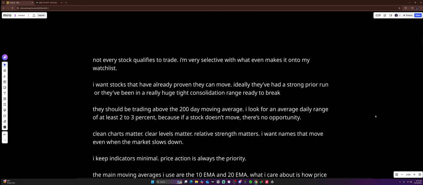If a stock has about a 1 to 2% ADR, I'll day trade it, but I will not swing trade it because it does not usually make a move overnight if it does have a lower ADR. If the stock doesn't move, there's not really a lot of opportunity. Clean charts matter, clear levels matter, relative strength matters as well. I want the market to be in my favor, and I want to trade the names that are doing good, right? Now, what is relative strength?